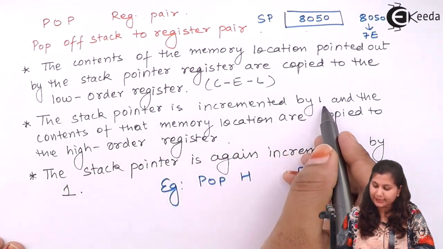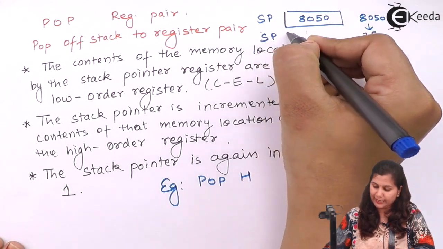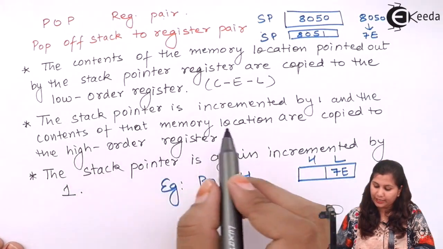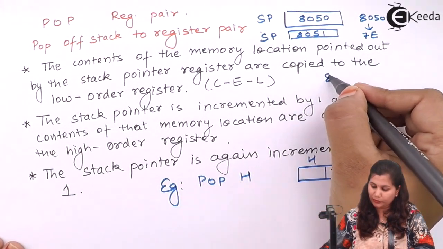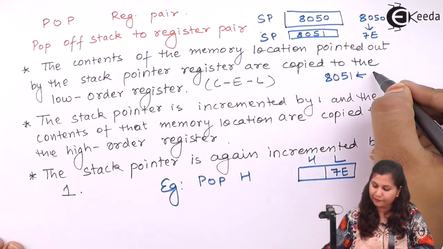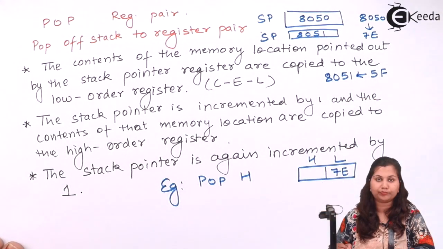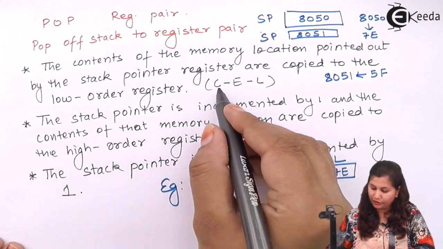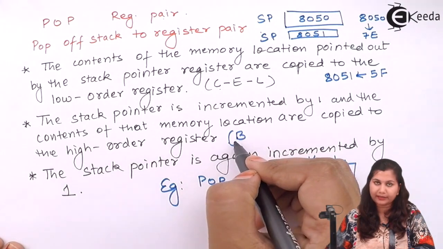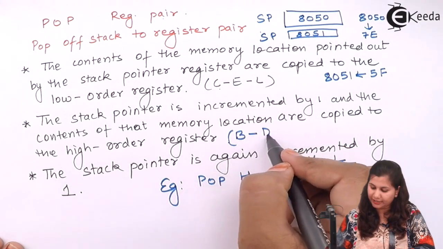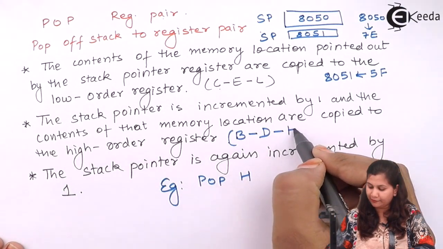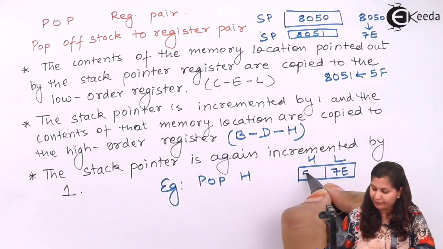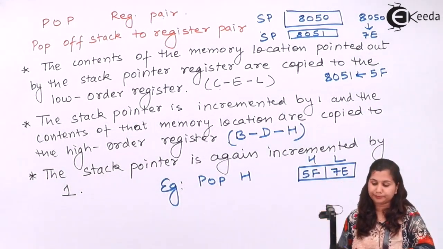Then the stack pointer is incremented by 1. So now the stack pointer will become 8051. Now the contents of that memory location, suppose at 8051 we have 5F, will be copied to the higher order register. Higher order will be B if we have the BC register pair, D if we have the DE register pair, and if we have HL, then it will be H. So in H, this 5F will be copied.